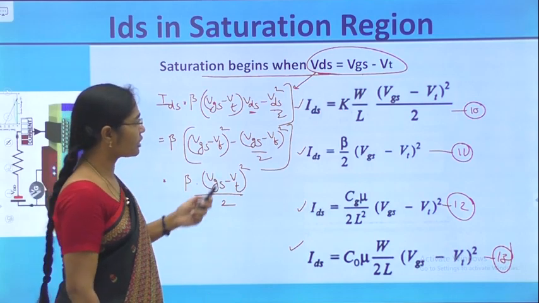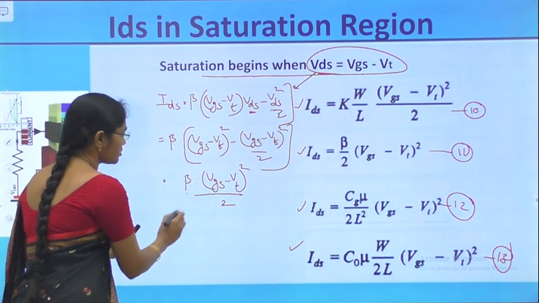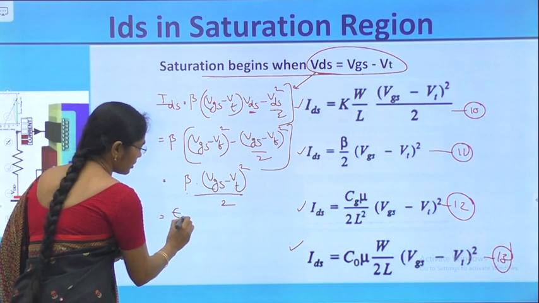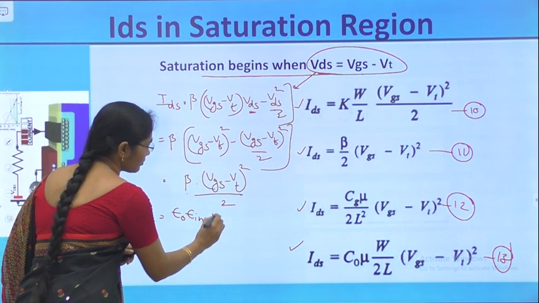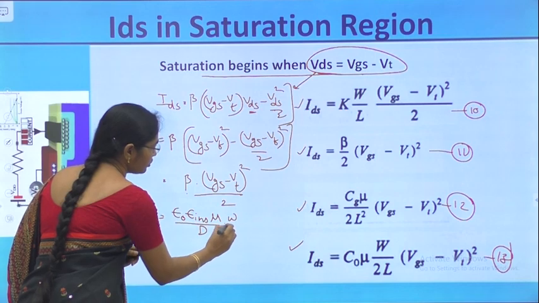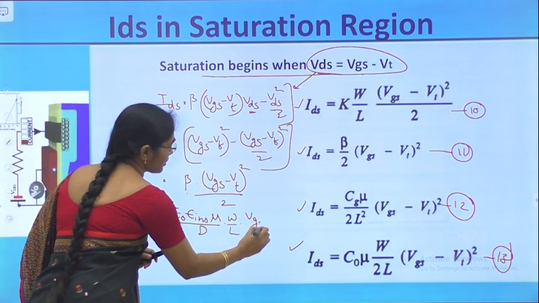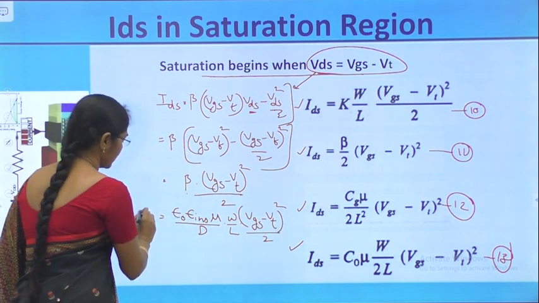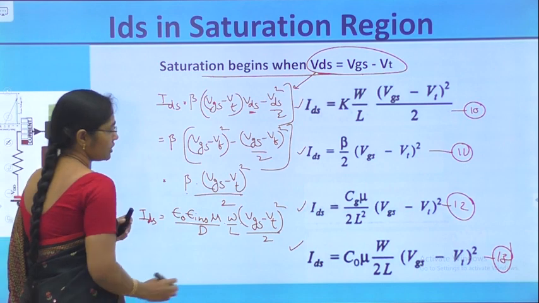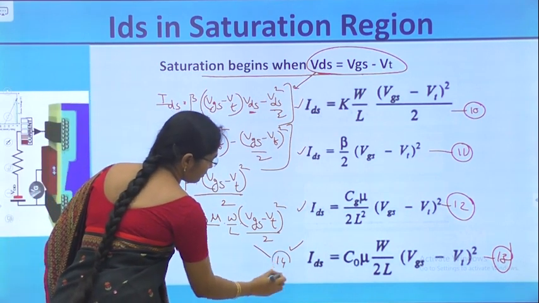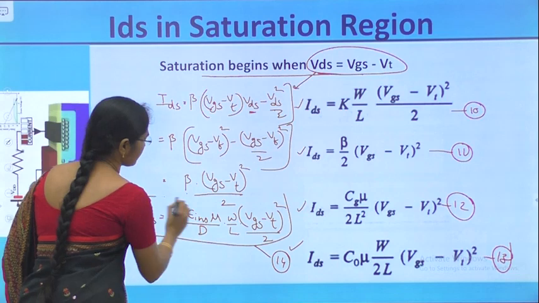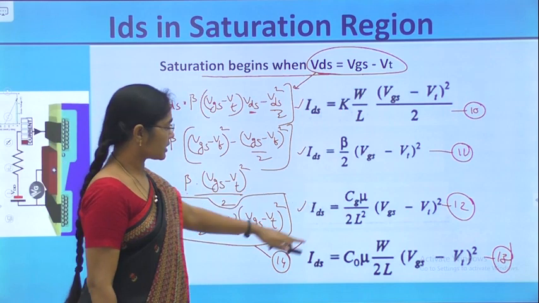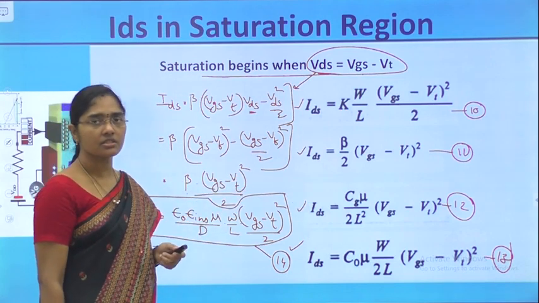We can represent one more form, that is IDS equal to beta, substituting beta. Beta is equal to K into W by L. K is epsilon naught, epsilon insulator, mu by D into W by L into (Vgs minus Vt) whole square by 2. This is IDS in the saturation region. Let us take this as equation 14. So all these equations represent the current in the saturation region.